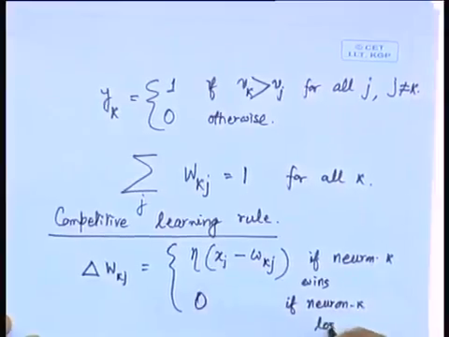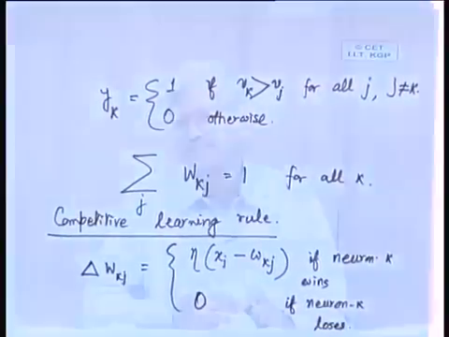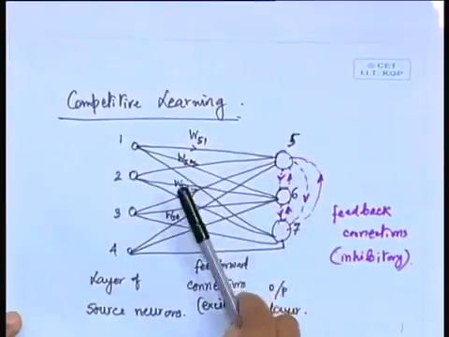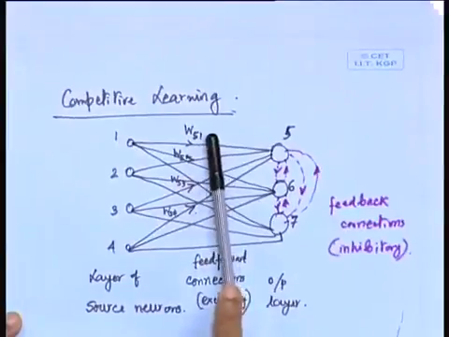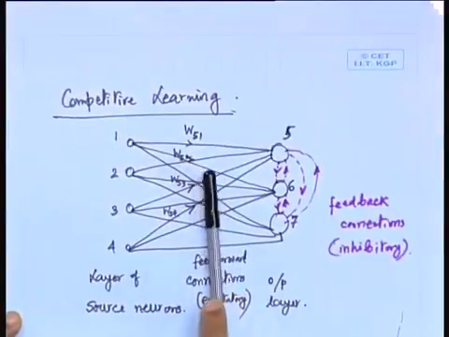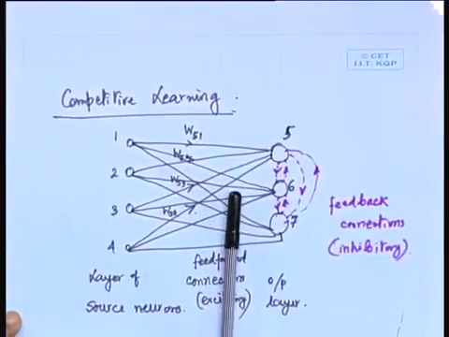Again, think of its significance. This means that we are clearly favoring the winning neuron. In what sense? If the neuron is a loser, we do not bother to readjust its weight. If neuron 5 is the loser, we are going to keep W51, W52, W53 and W54 as they are, without any modification.